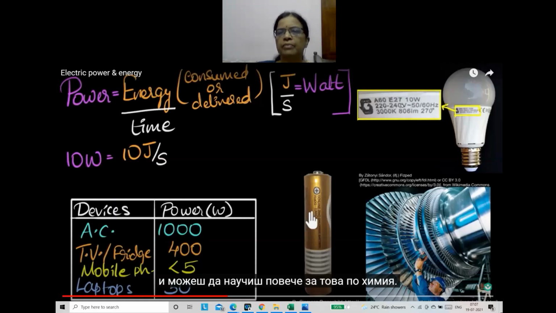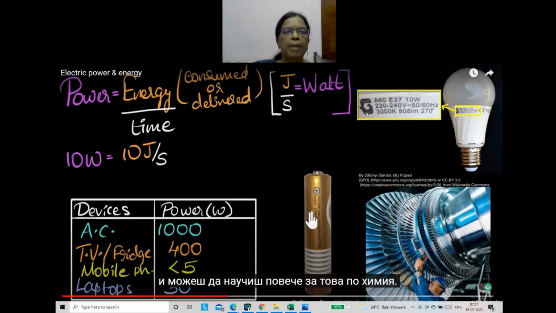So the voltage of the bulb is shown here, 220 to 240 volt. That is the voltage of the bulb. And this is frequency, 50 to 60 hertz frequency. Our AC is having frequency 50 to 60 hertz. And the power of the bulb is shown 10 watt. 10 watt is the power of the bulb. And we are going to explain what is meant by that 10 watt power. How they got 10 watt.